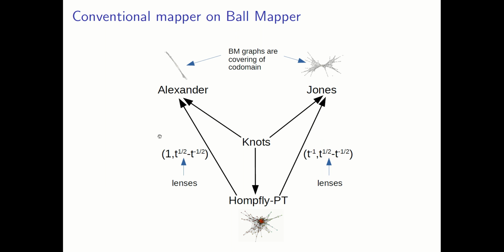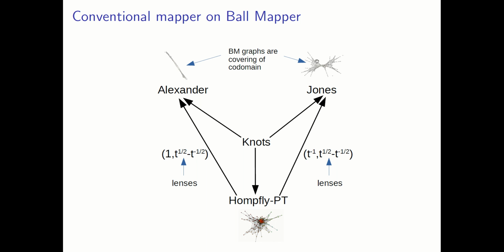So here's what happens. We have this HOMFLY-PT polynomial, and this is a polynomial of two variables. We can get the Jones polynomial by substituting the first variable with t to the minus 1 and the second variable with square root of t minus 1 over square root of t. And then, if we restrict to knots up to 15 crossings, the codomain will be something 32-dimensional. That's not good enough for a conventional mapper, but what we can realize is that ball mapper is nothing more than a coverage of the codomain of that function.